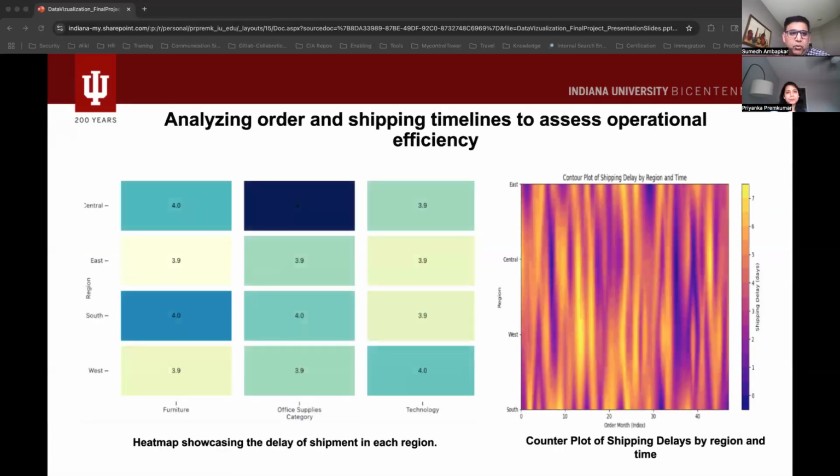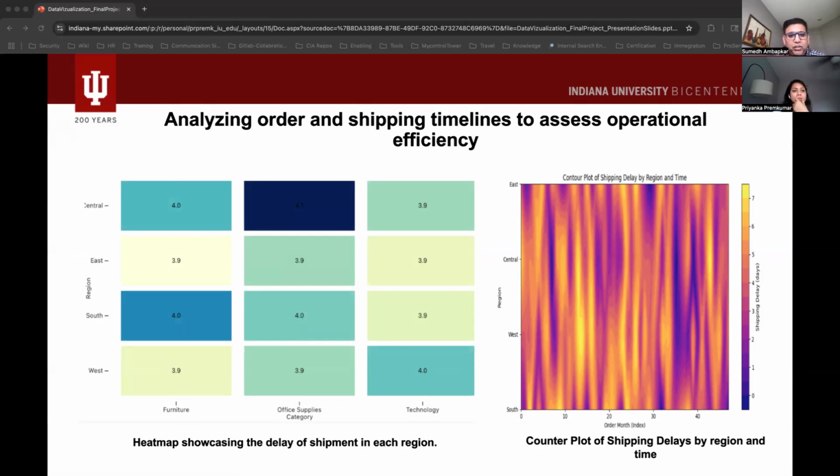So the other objective we wanted to address is to analyze the orders and shipping timelines to improve the efficiency of the sales. Here you can see the central region has the higher delays, which is 4.1, and the rest of the regions have delays near 3.9 to 4.0. So there is good scope for improvement in the central region.